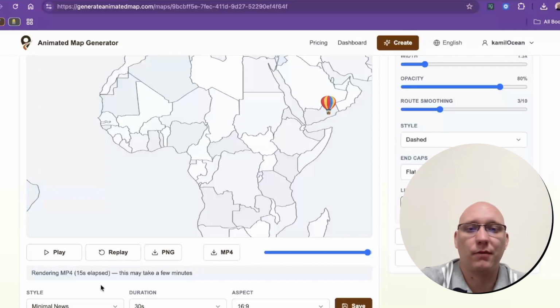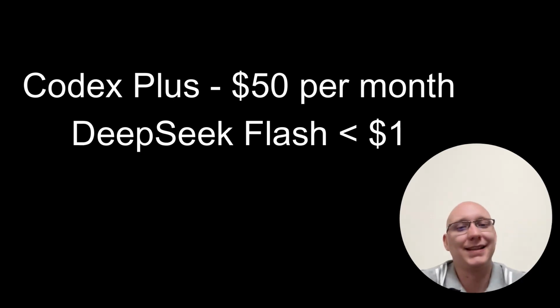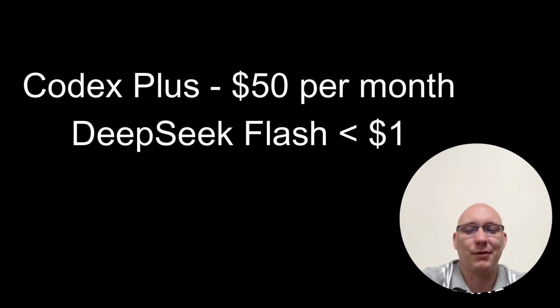Now, let's talk about costs. I used Codex Plus, which costs $50 per month. Then I spent less than $1 in total from my DeepSeek account. This is incredible. I managed to build the whole project without serious limits and spent less than $1 on DeepSeek in total. That's amazing. Compared to ChatGPT, the price difference is just insane.